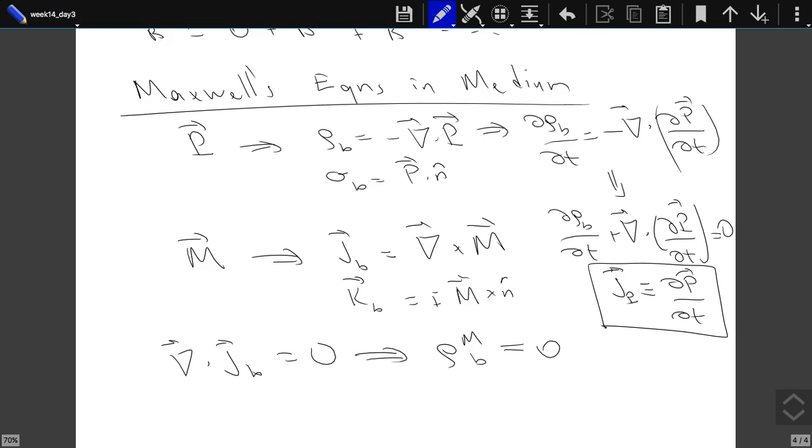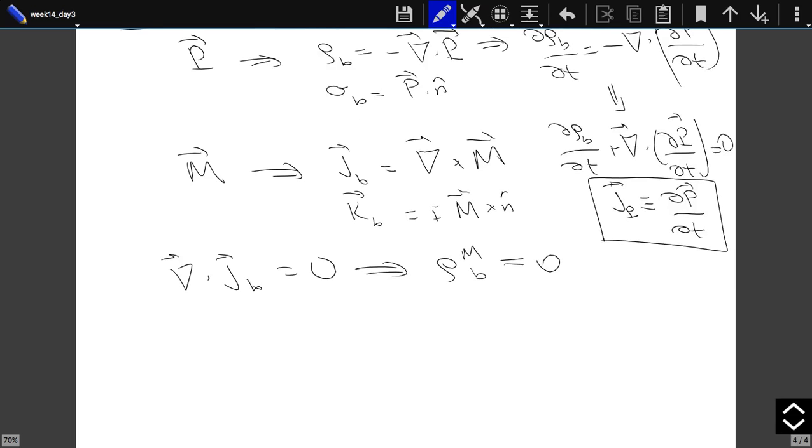So instead of working with magnetization and polarization, we can work with bound current density, bound charge density, and polarization current. And now we can just write down our Maxwell's equations.